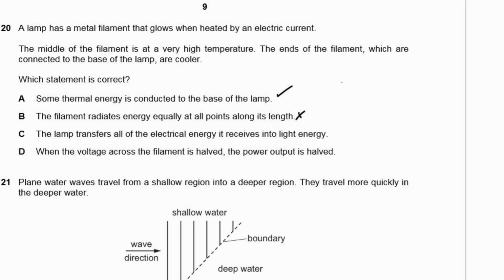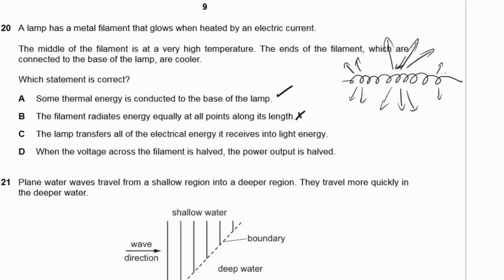No. I'll show you why. Because it just told us, there we go, here we've got a filament for the lamp, like so. It told us it's going to be hottest here, so it's going to give out the most energy at this point. And if it's colder towards the end, then it will give out less energy towards the ends. There we go. So it's definitely not that one. C, the lamp transfers all of the electrical energy it receives into light energy. No, because it also gets hotter and transfers some heat through to the base of the lamp. And D, when the voltage across the filament is halved, the power output is halved. No, that's not correct either.